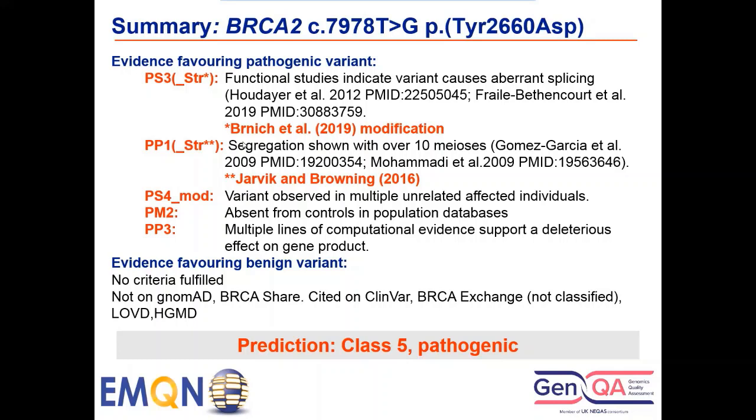Besides that, the variant has been observed in multiple unrelated affected individuals in several families, and it is absent from controls in the gnomAD population database. And in addition, there are multiple lines of computational evidence which support a deleterious effect. Taken together, this variant is classified according to ACMG as a pathogenic variant.